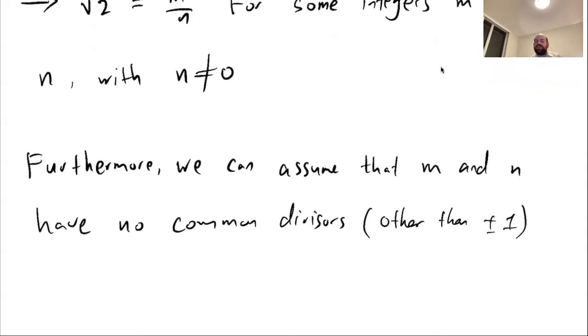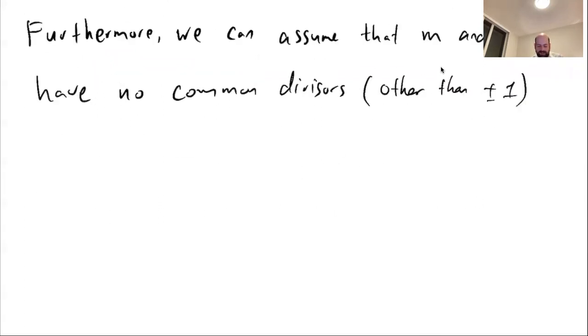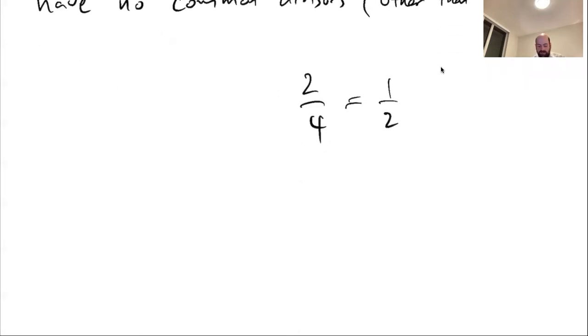See, any fraction that you consider, either top and bottom have some common divisors, for example, 2 over 4. They have a common divisor, which is 2. But if there is a common divisor, I can do the cancellation and simplify, and then I'll get 1 over 2, and 1 over 2 has no common divisors anymore, of course other than 1 or minus 1.